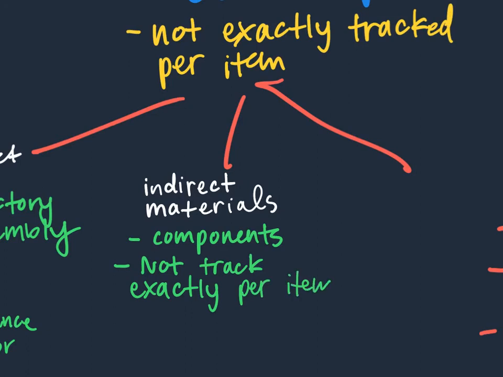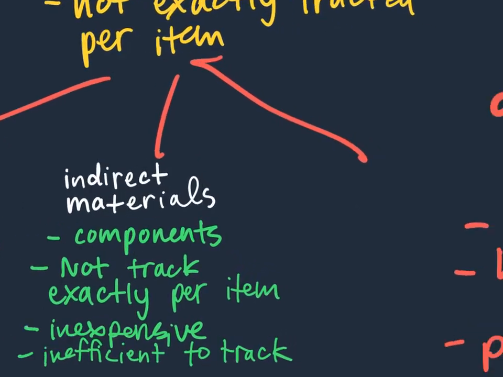So for example, a lot of times there are components that are relatively cheap and inefficient to measure. So imagine if you were a furniture company and you were building tables, you might decide you don't want to count exactly how many nails are used in each table or exactly how many ounces of glue. So we'll make a note here that indirect materials, they tend to be relatively inexpensive items that would be inefficient to track.